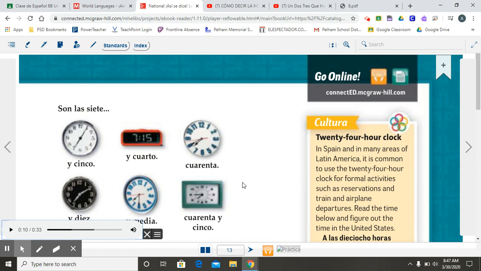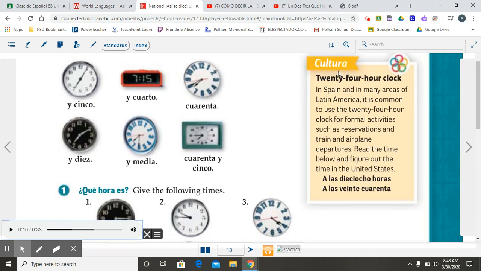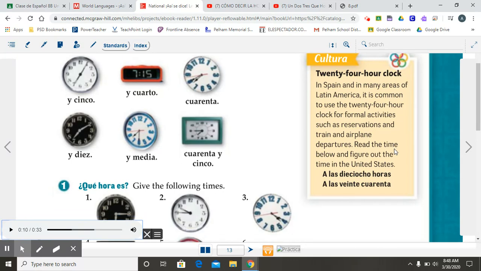Hopefully you guys enjoyed it. One last thing before I forget. Let's take a look at this little culture thing. 24-hour clock in Spain and in many areas of Latin America. It is common to use the 24-hour clock for formal activities such as reservations and train and airplane departures. Read the time below and figure out the time in the United States.